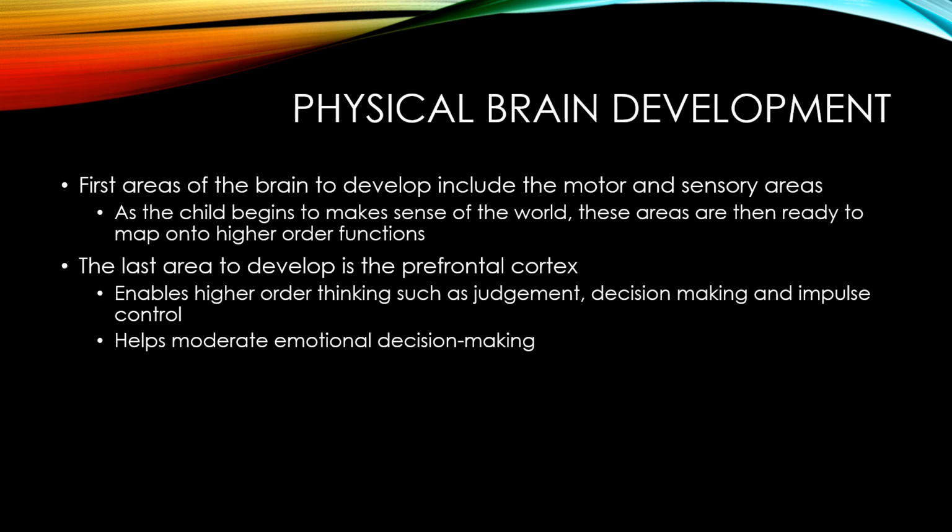So with physical brain development, the first areas of the brain to develop include the motor and sensory areas. As the child begins to make sense of the world, these areas are then ready to map onto higher order functions. As we said earlier, the last area to really develop is the prefrontal cortex. Our ability to do things like judge, make decisions, and control impulses are all being developed as we go into puberty and beyond. And it really helps to moderate our emotional decision making, to make wiser decisions.